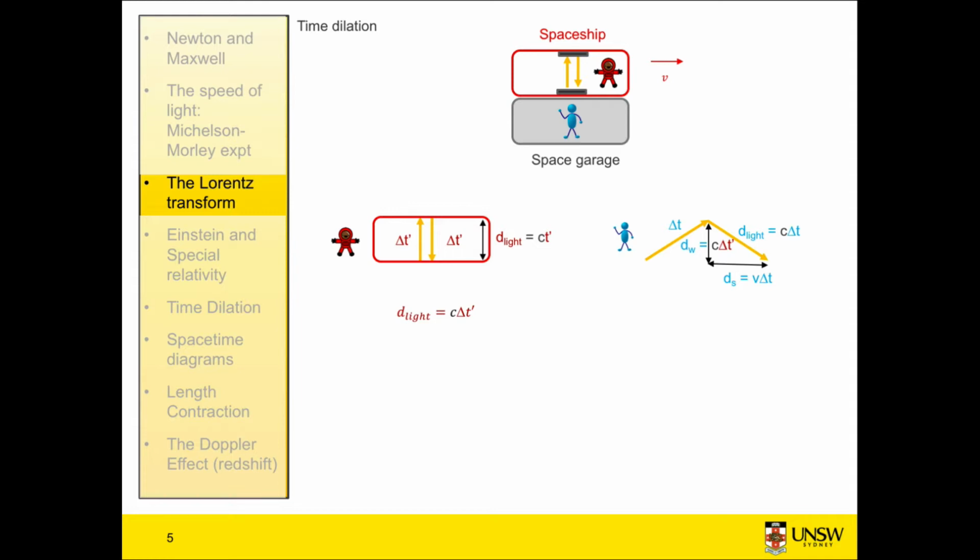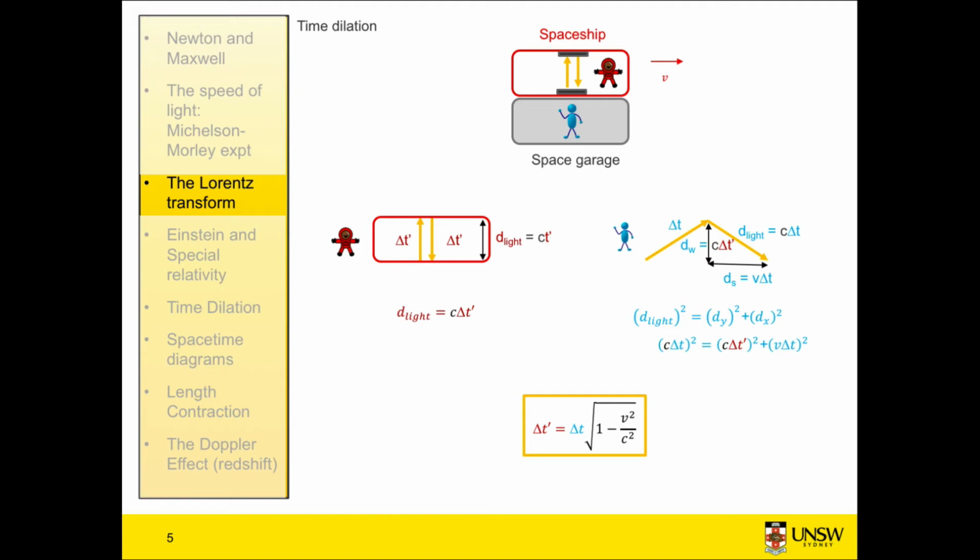So now we have our right-angled triangle, and we can use Pythagoras. So we can see that the distance the light travels, the total distance squared, is equal to the y distance, or the width of the ship squared, plus the distance travelled in the x direction squared. So that gives us that (c delta t) squared is equal to (c delta t dash) squared plus (v delta t) squared. And when we simplify and solve that formula, we can see that delta t dash is equal to delta t times the square root of 1 minus v squared on c squared.